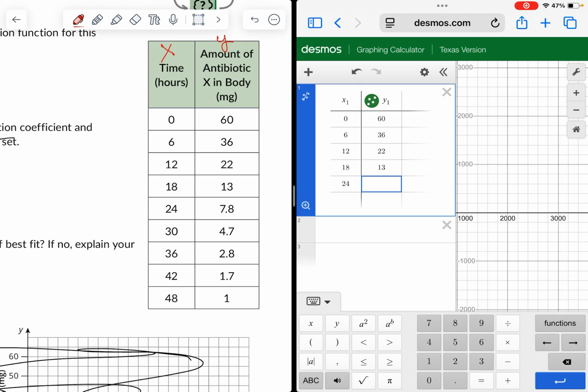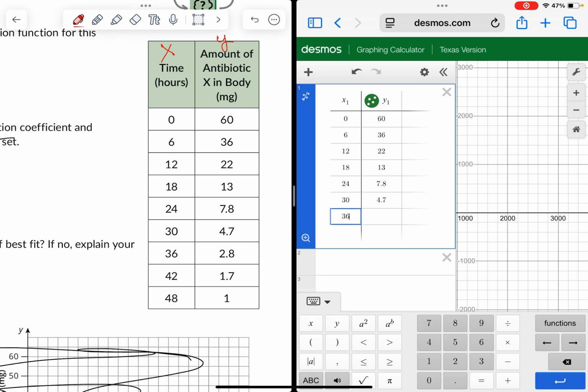24, 7.8. 30, 4.7. By the time that 36 hours has passed, I only have 2.8 milligrams of the antibiotic, where I started out with 60. Do you see how much it went down? When I'm at 42 hours, 1.7. By the time I get all the way to 2 days, I'm down to 1 milligram of antibiotic, okay?